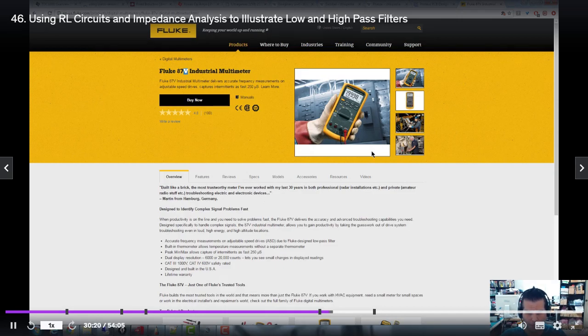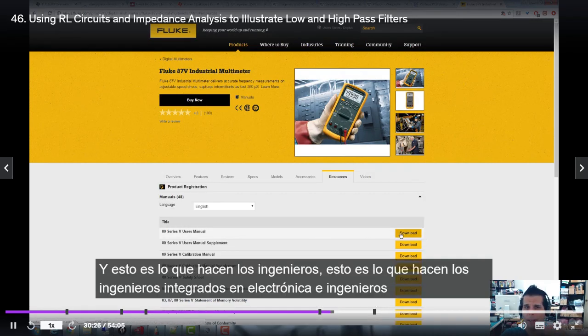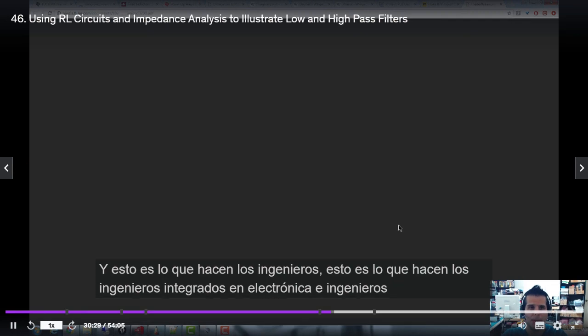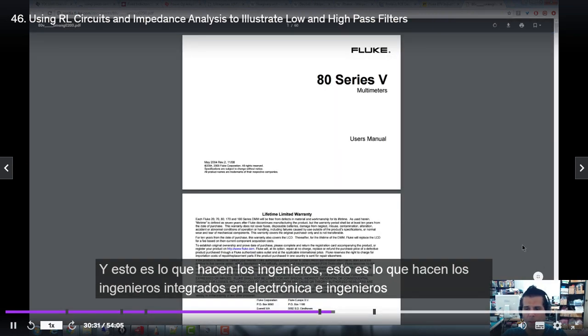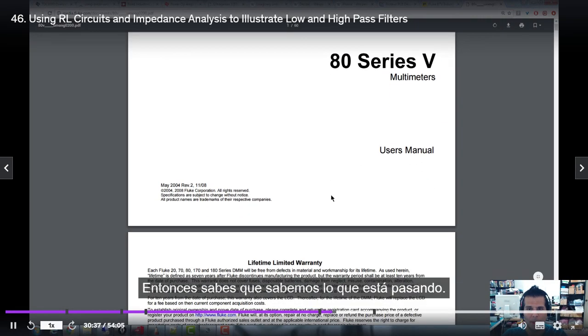Now, let me show you real quick. Let's go to resources and where you would find this. And this is what engineers do. This is what embedded engineers and electronics and electrical engineers do. We just have to know all this stuff and read about it and figure it all out so that we know what's going on.